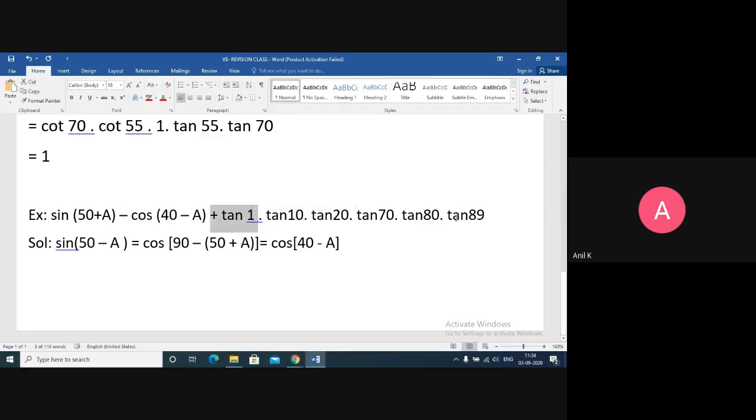Then tan 1 and tan 89 will get cancelled. Tan 10, tan 80 will get cancelled. And similarly, the middle two terms will get cancelled. So the first term will give me answer as 0, and this will give me answer as 1. So 0 plus 1 is going to be 1.